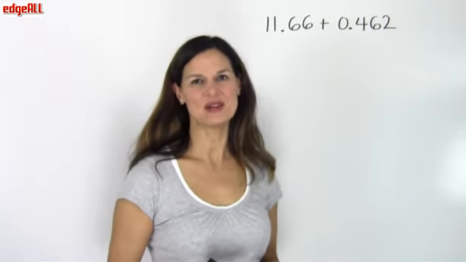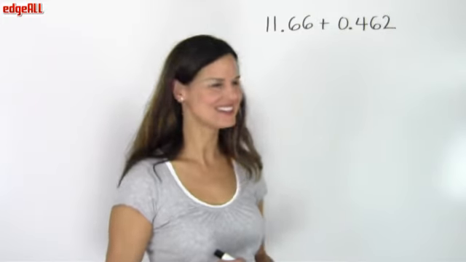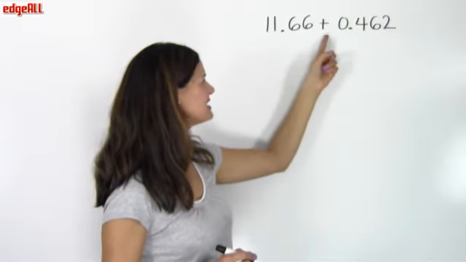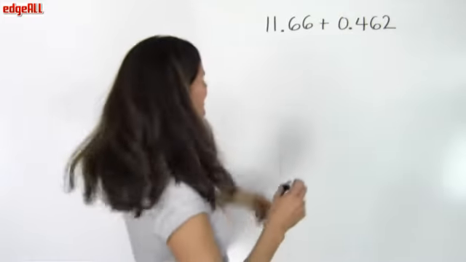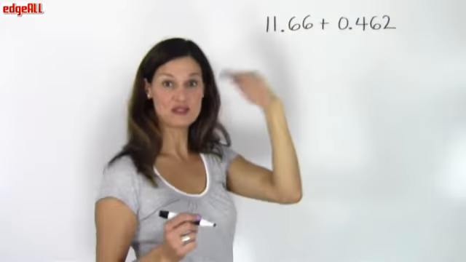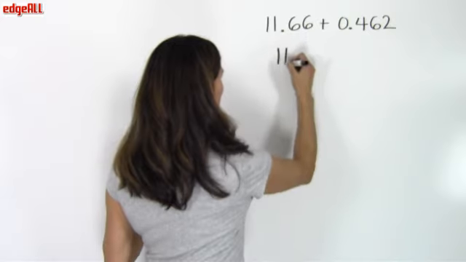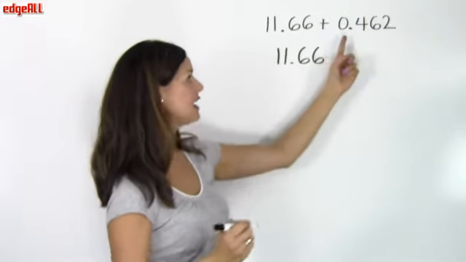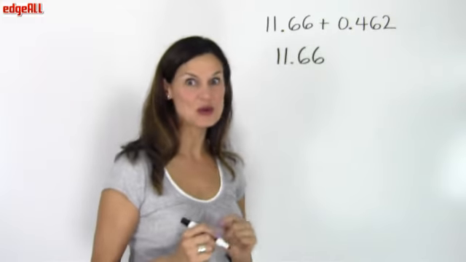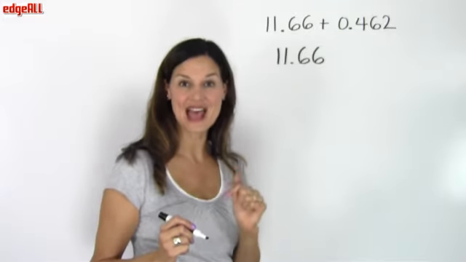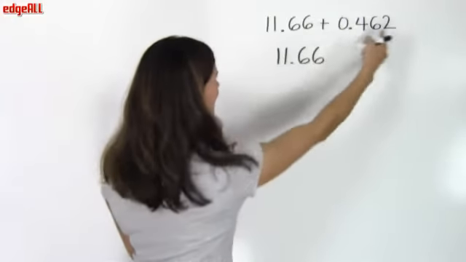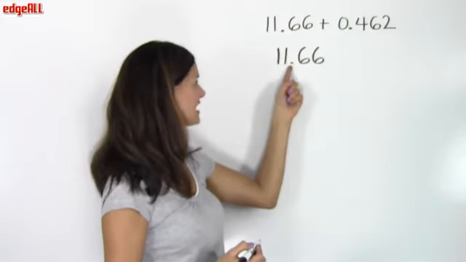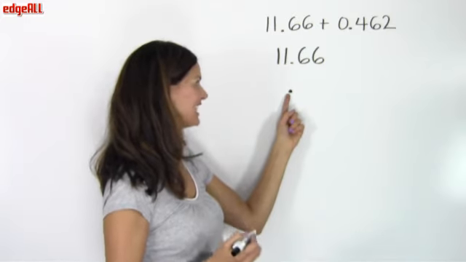Let's look at another example of adding two decimals together. So I am asked here in my problem to add 11.66 plus 0.462. So I want to start out by putting them vertically. So I'm going to do my 11.66 first. And then I need to here add 0.462. Now remember, it's super important that we line up our decimal points. So before I even write my number, I'm going to come down here and place my decimal point underneath this decimal point to remember to line them up.